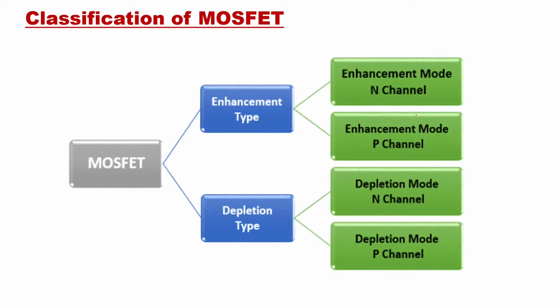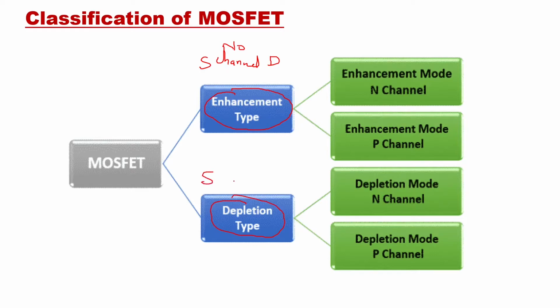Now, the classification of MOSFETs can basically be divided into two types. One is called enhancement type and the other one is called depletion type. So here you have enhancement type. Between source and drain, there will initially be no channel. But as you apply the gate voltage, a channel can be produced and then current will flow between source and drain.